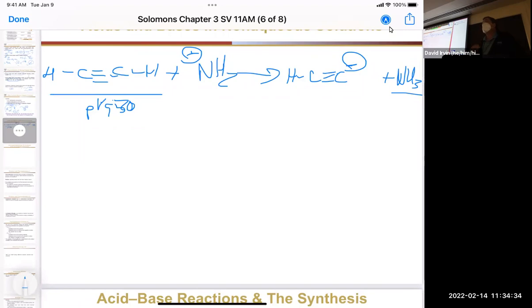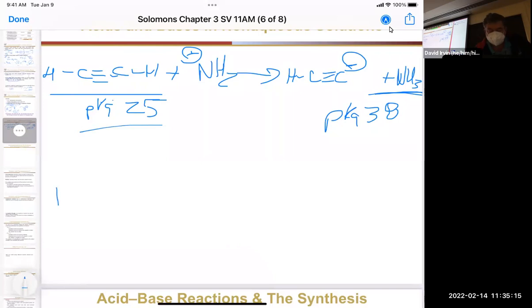Okay. Does this reaction go forward? Well, how do we know that? You compare the acid on the one side of the equation to the acid on the other side of the equation. And in this case, it's the pKa of this conjugate acid. And this pKa is 38. So is 38 stronger than 25? So it's weaker than 25. So that means that the acetylene is the stronger acid, which means the reaction is going to go to form the carbanion.